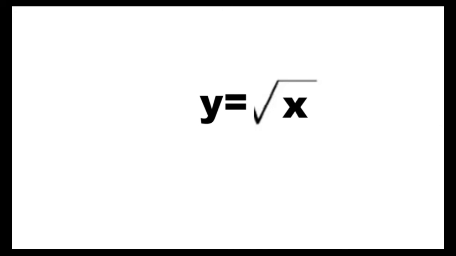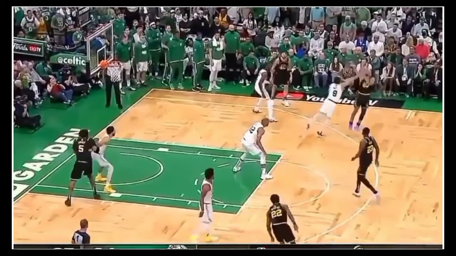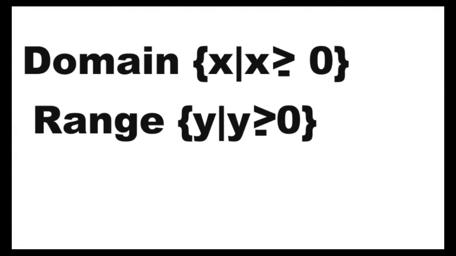In our case, we take the positive result. If we graph this with the positive result, we have a parabola opening to the right, the upper half. This now passes the vertical line test, for it only intersects at one point only. The domain of this is the set of x where x is greater than or equal to 0.